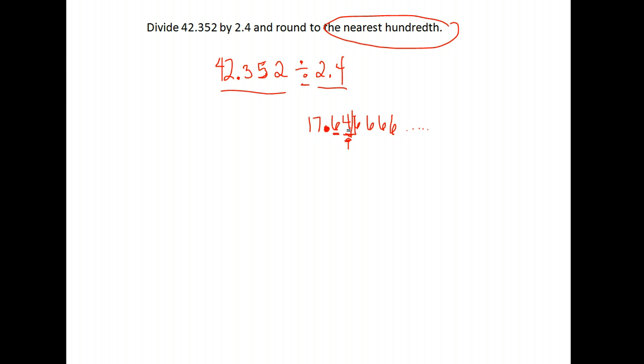And to decide whether we round up one or stay, we look at the next number. Now the next number is a 6. If that next number is 5 or larger, you round up. If it's smaller than 5, you just stay. 6 is 5 or larger, so that means we're going to round our 4 up 1 to a 5 instead. So our answer would be 17.65 or 17 and 65 hundredths.